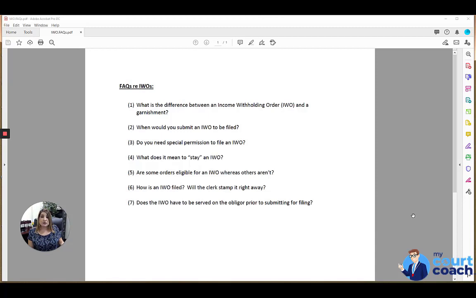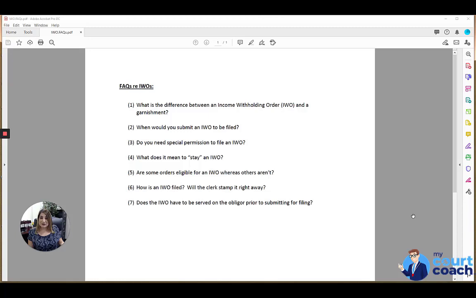Third, do you need special permission to file an income withholding order? No, you do not. It is your right to garnish wages if you want to do so. The only exception to that would be if you had agreed to a stay of the garnishment or income withholding order, and then you would need to show that the support has not been paid and that the obligor of the support order has not abided by that order.